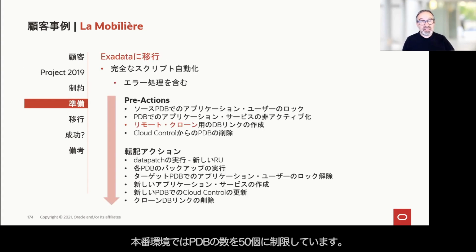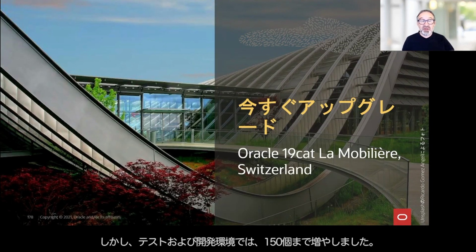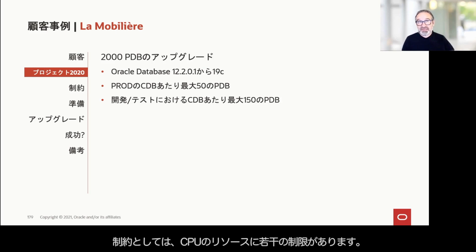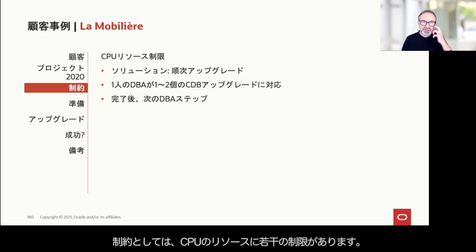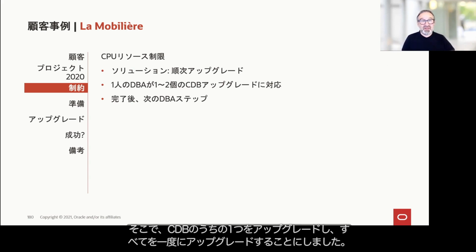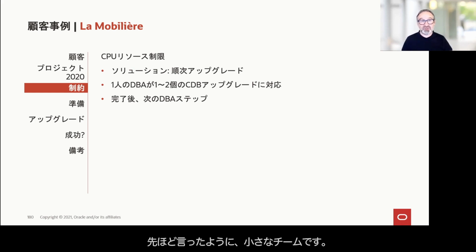We have still limited the number of PDBs in production environments to 50, but in test and dev, we go up to 150. The constraints: we are a little bit CPU resource limited. So when we upgrade one of the CDBs, we can't take all the resources on the system because there are still production environments running as well. So the solution was we take CDB after CDB and upgrade everything at once. One DBA covers 1 to 2 CDB upgrades, and then once done, the next takes over. It's a small team, as I told you.